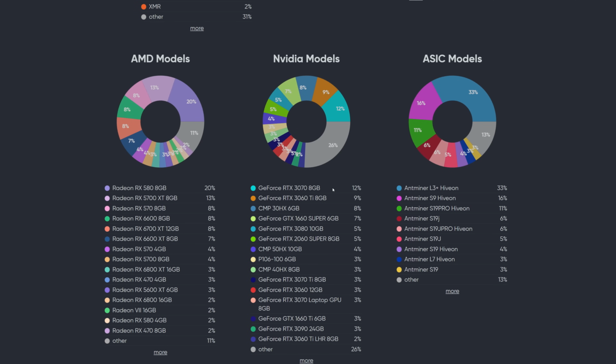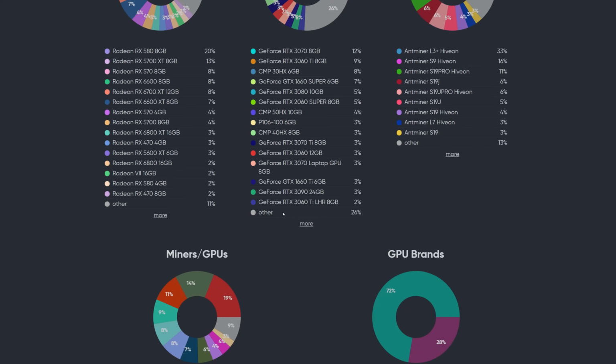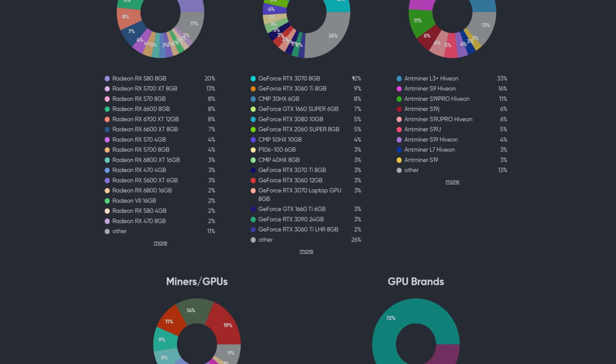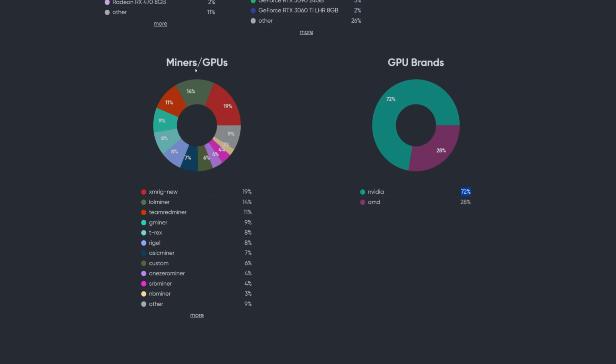The most popular GPU on HiveOS for NVIDIA is the 3070, 12% of users. AMD is 20% at the RX 580 Polaris card at 8 gigabytes. But we can see down here that NVIDIA is 72% of all the GPUs on HiveOS. So there's very little AMD cards. So of that 72%, 12% of all the users are RTX 3070 users. Now we're coming into the miners slash GPUs, and the top mining program being used is 19% XMRig new. XMRig is the miner used for ZEPH.